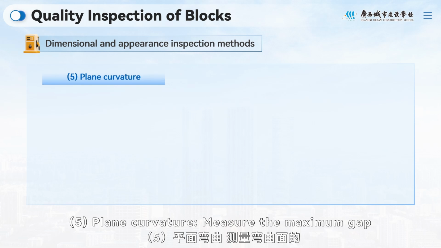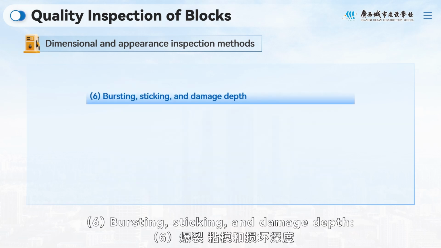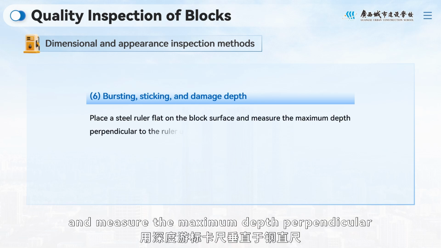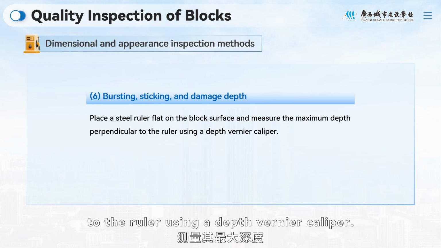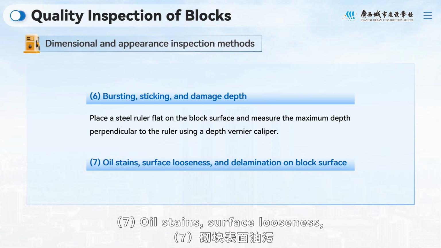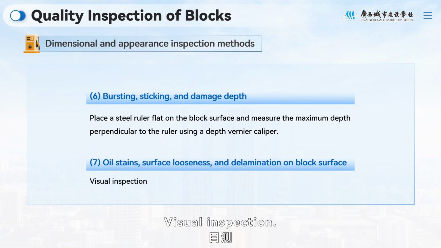5. Plane curvature. Measure the maximum gap on the curved surface, Figure 4. 6. Bursting, sticking, and damage depth. Place a steel ruler flat on the block surface and measure the maximum depth perpendicular to the ruler using a depth vernier caliper. 7. Oil stains, surface looseness, and delamination on block surface. Visual inspection.